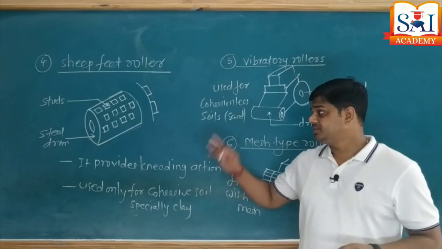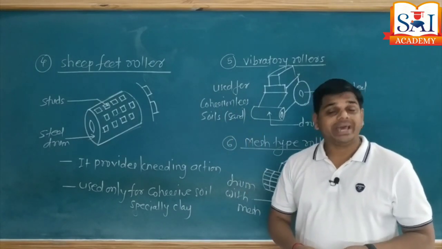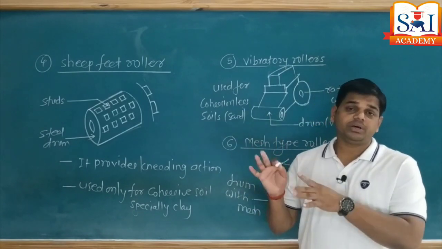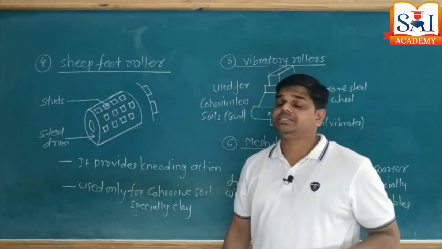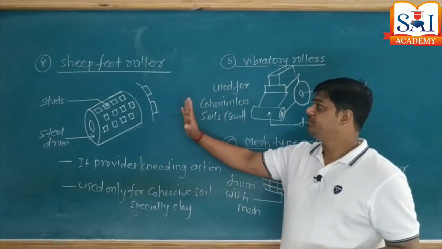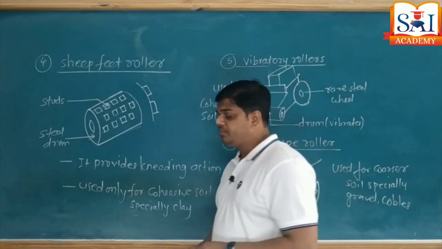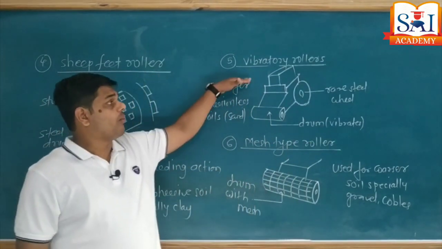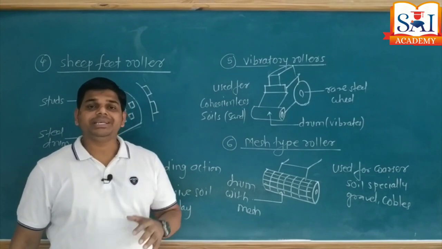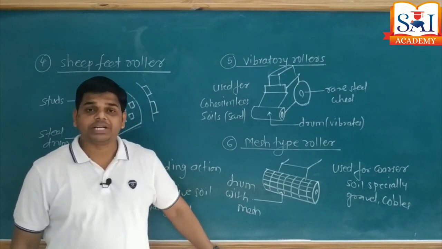So this roller is mostly used for cohesive soil, especially compaction of clay. This roller is not suitable for cohesionless soil. It is only for cohesive soil, the sheep foot roller. The next type of roller is the vibratory type of roller, which means the principle of vibration is involved in the process of compaction.